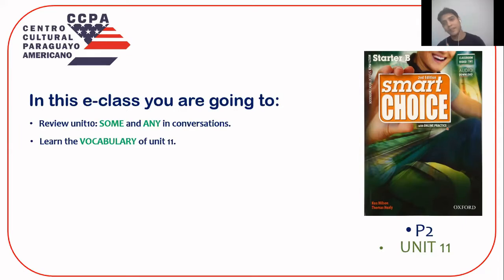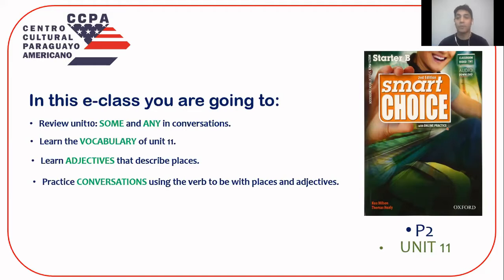So wait a minute for this. In a moment, we're going to go to unit 11. Then we're going to learn adjectives that describe places. Then we're going to practice conversations using the verb to be, is, are, or am with places and adjectives. Okay. So these are the things that we're going to do in this session, or in this e-class. Okay. So let's start with the review of unit 10 with some and any.